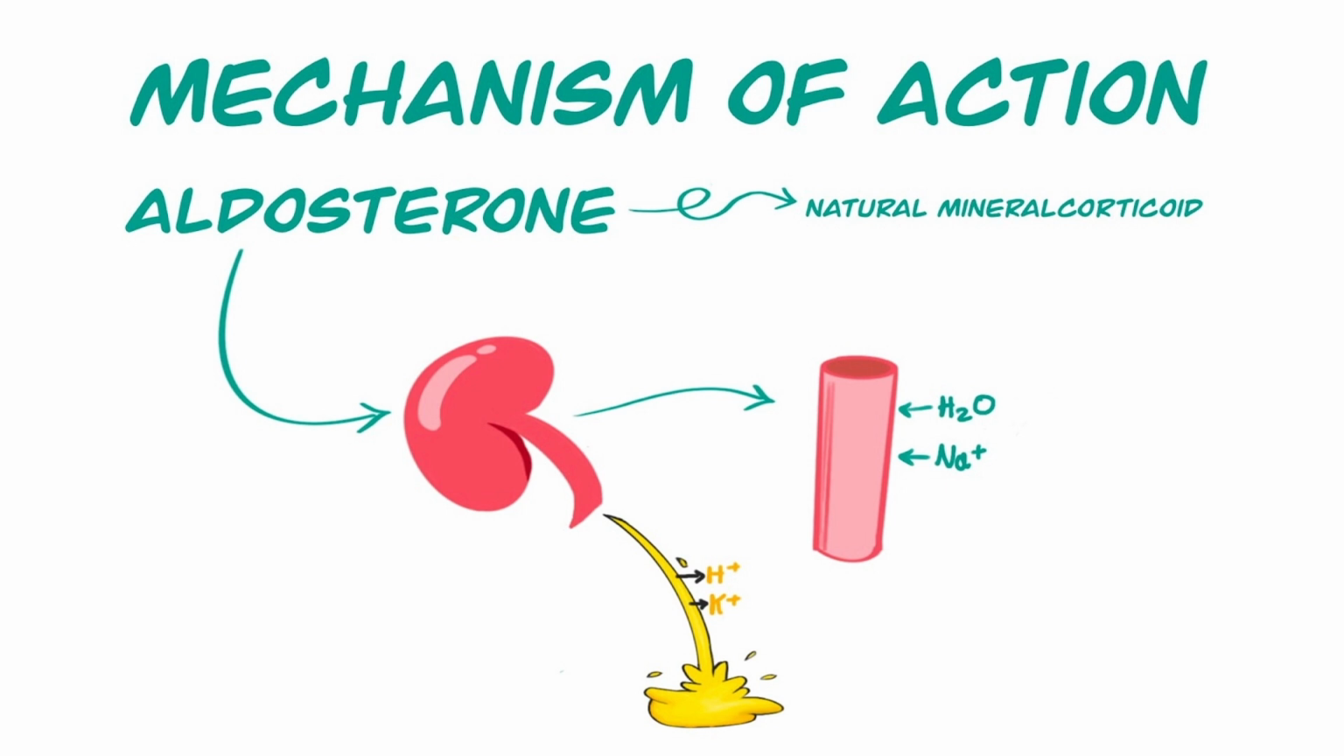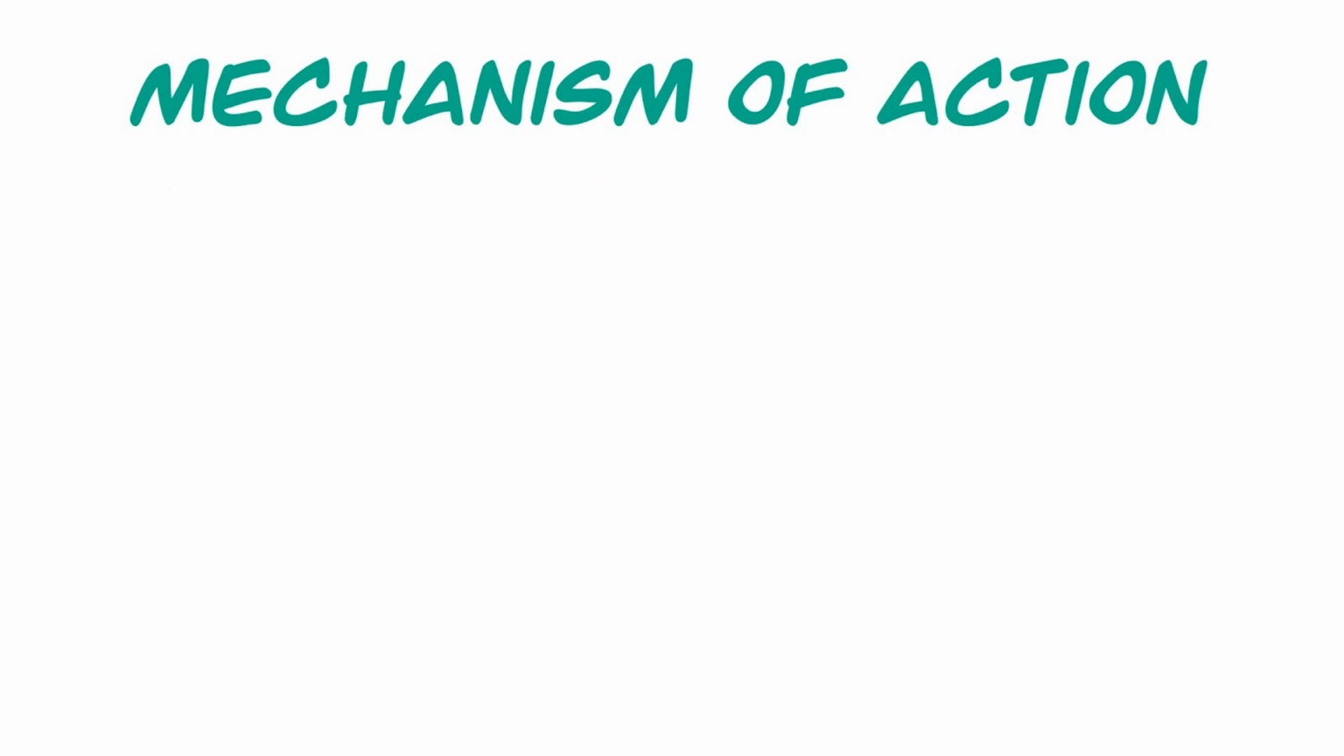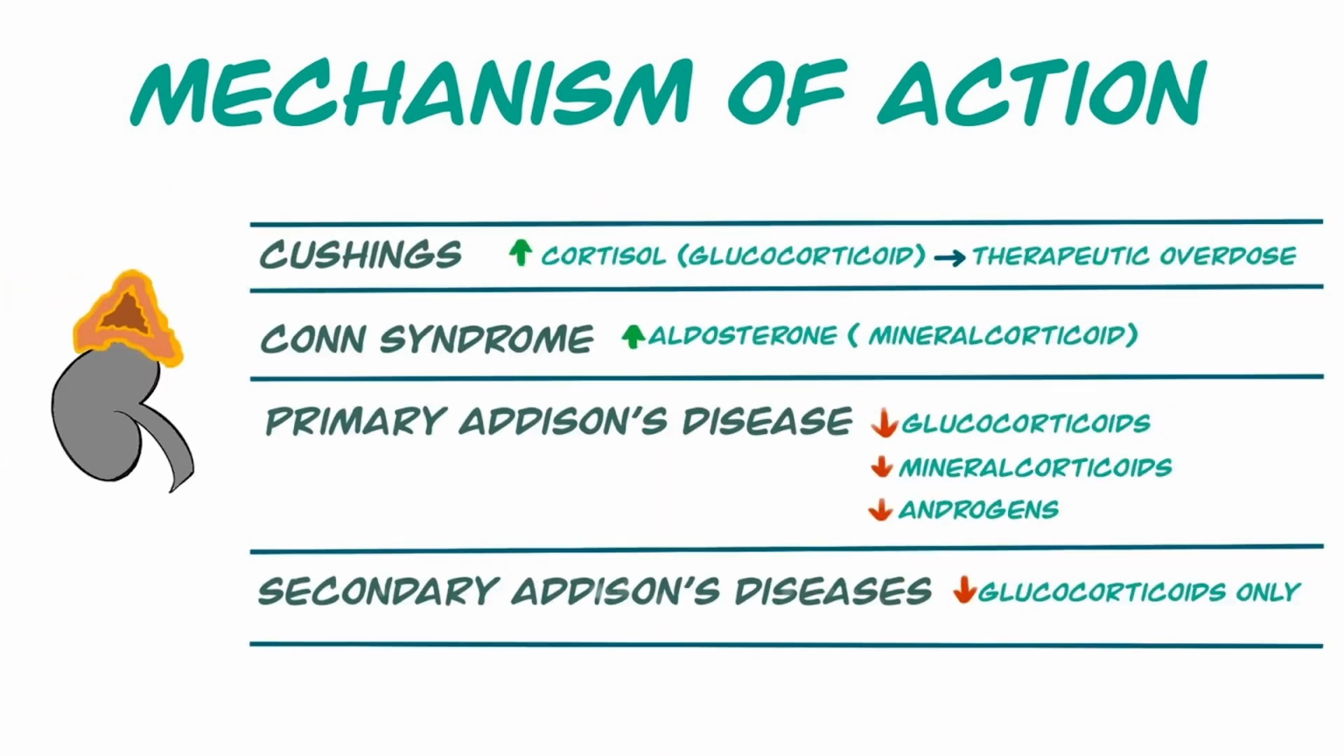So, for example, Conn syndrome leads to an increase in aldosterone. Primary Addison's disease is insufficiency of glucocorticoids and mineralocorticoids and androgens. Secondary Addison's disease is insufficiency of glucocorticoids, but only glucocorticoids.